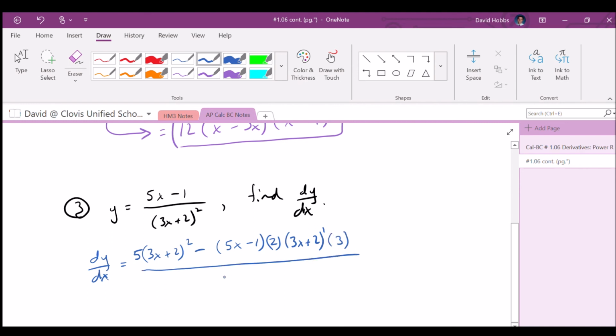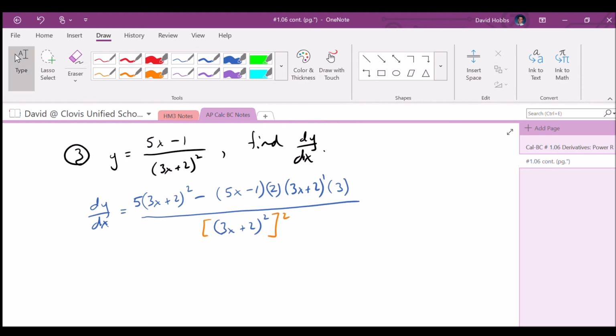All over low low. Low low means you're going to have to square whatever it is. Okay, now we always clean things up if we can clean things up. So here we go. The numerator, let's see, there's a 5 here. Okay, we don't have anything. But there is a GCF of 3x plus 2. So GCF of 3x plus 2.